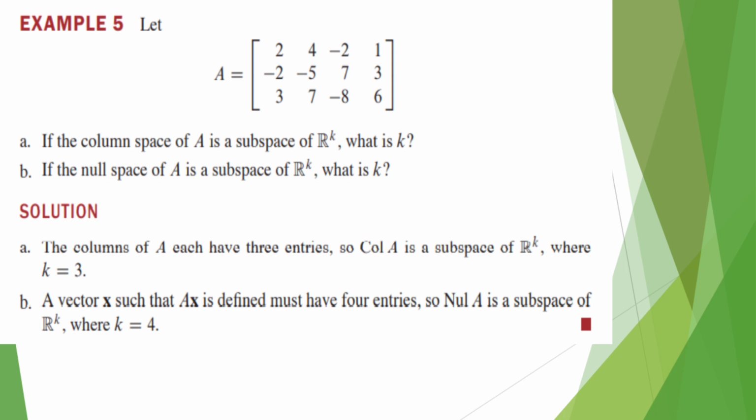How many columns are there? Four columns: 1, 2, 3, 4. So the second answer, for the null space, is 4. The columns of A each have 3 entries, so Col A is a subspace of R3, so k = 3. The vector x must have 4 entries, so Nul A is a subspace of R to the power 4. Therefore k = 4.